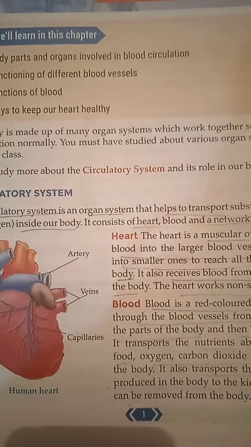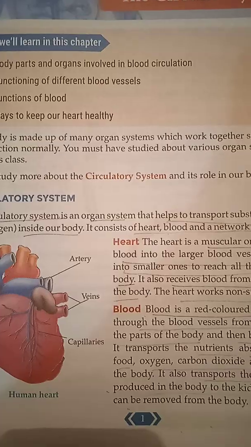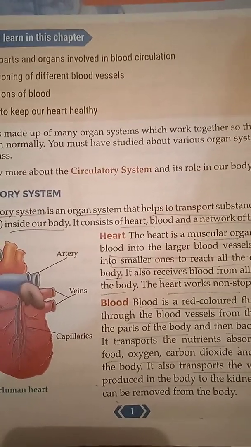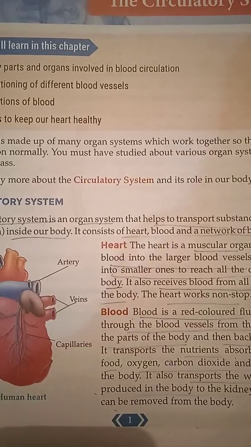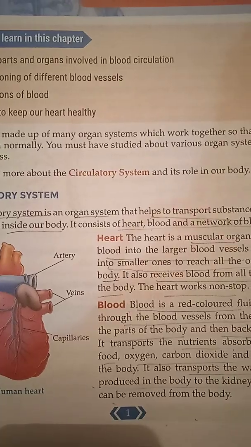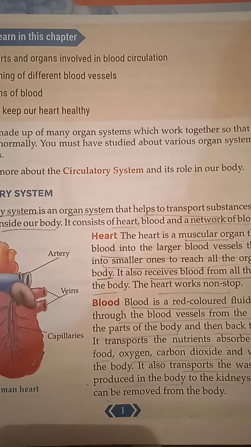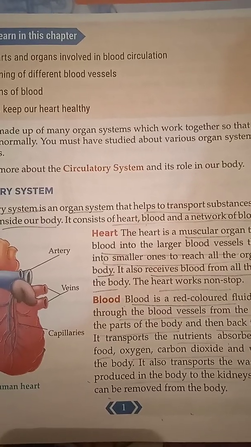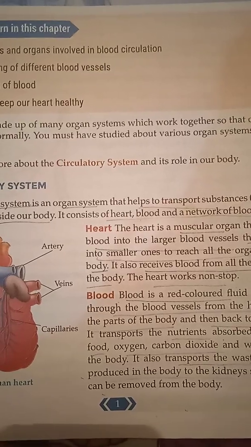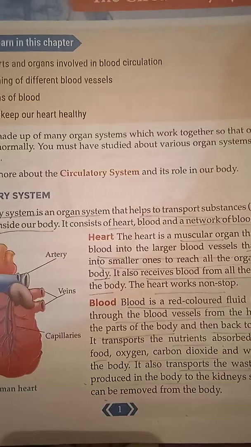Okay, so all of you know that in our body there are different systems that are working together so that our body can function properly. Okay, so circulatory system is a kind of organ system. There are several different organ systems present in our body, that are respiratory system, nervous system, digestive system, excretory system. So every organ system is made up of different organs.